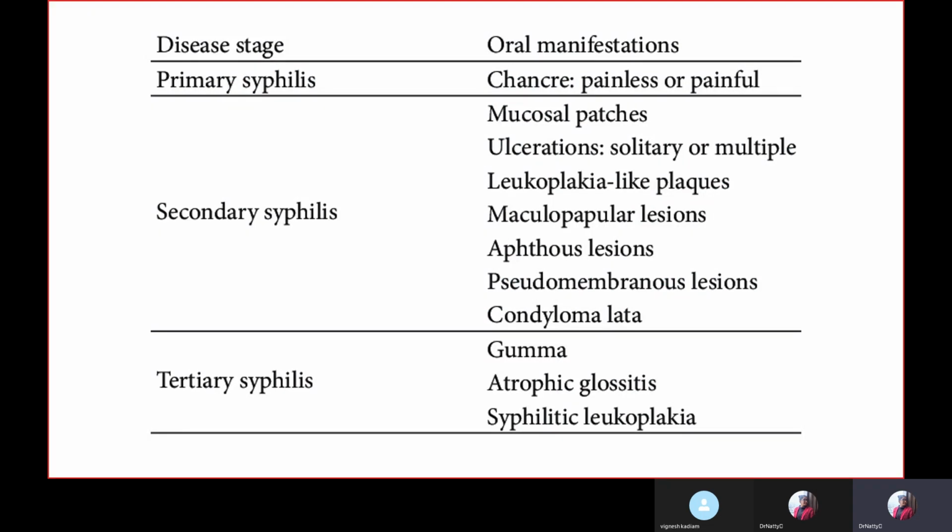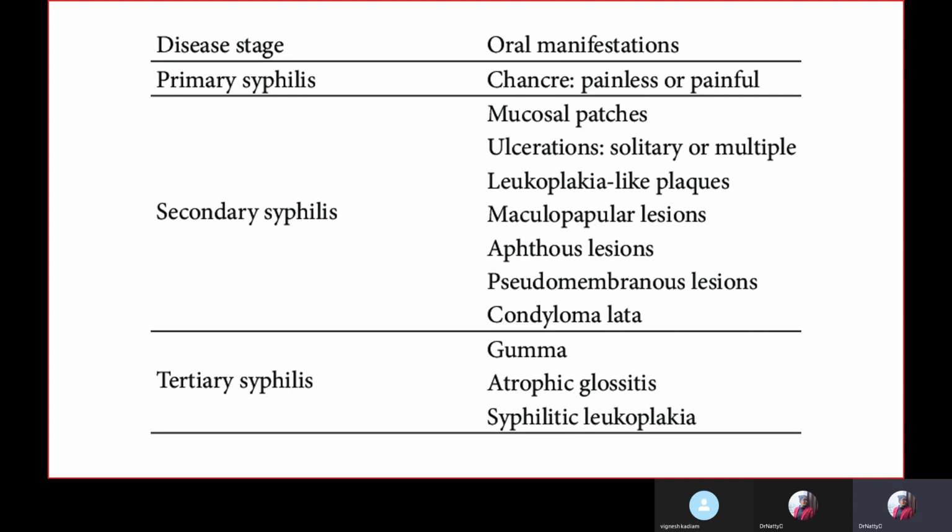Next one is syphilitic infection. You have three stages of syphilis: primary syphilis, secondary syphilis and tertiary syphilis. In primary syphilis, the main manifestation is a chancre. Remember, it is usually painless, but if it is quite deep, it is painful. And always remember, a chancre in the genital region is usually painless, but if it is an oral chancre, 90% of the time it is a painful lesion.